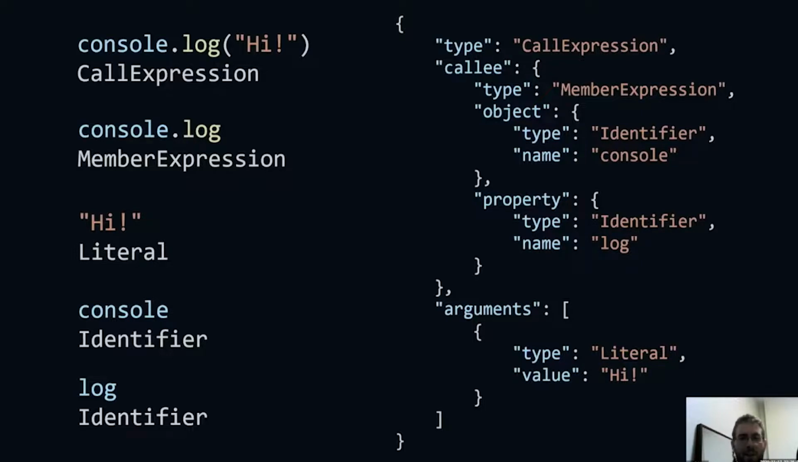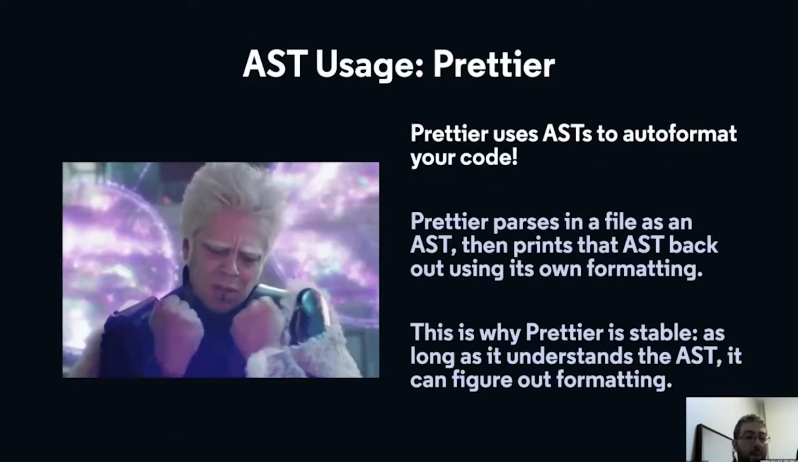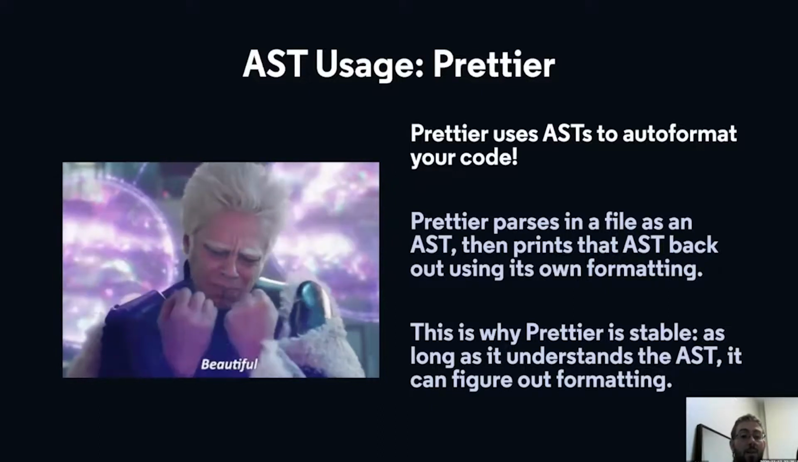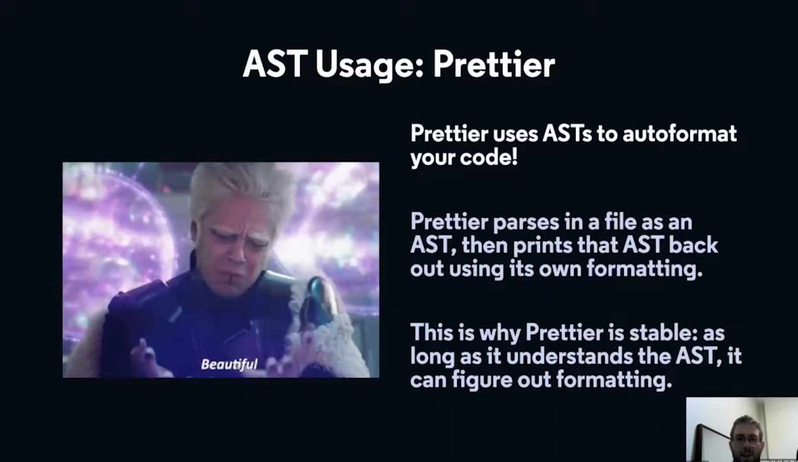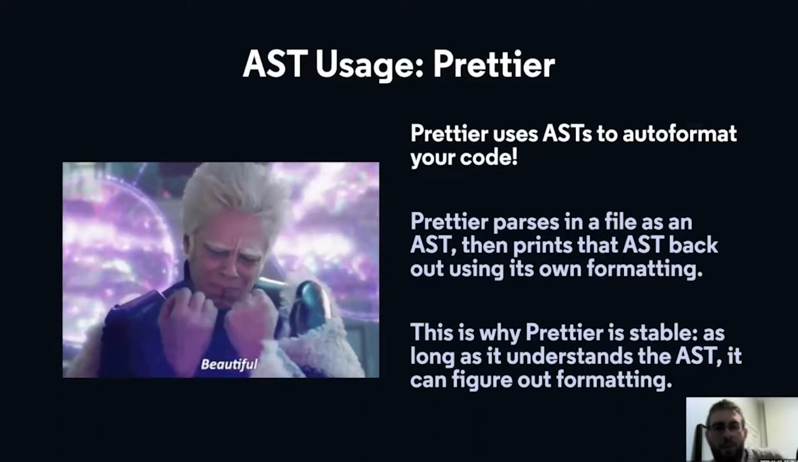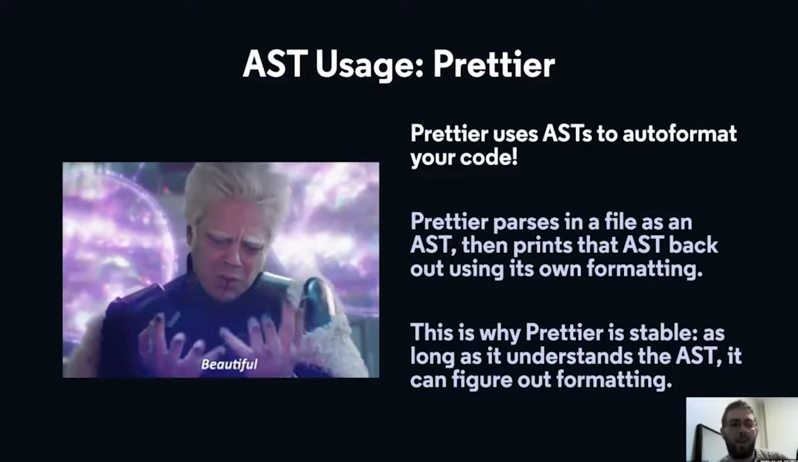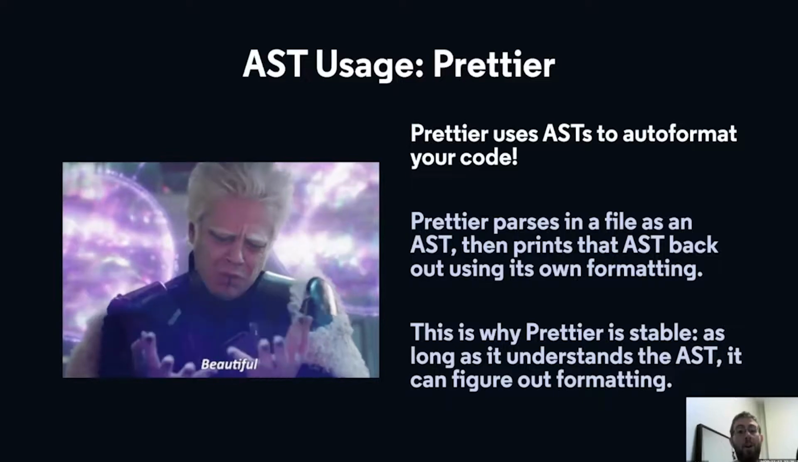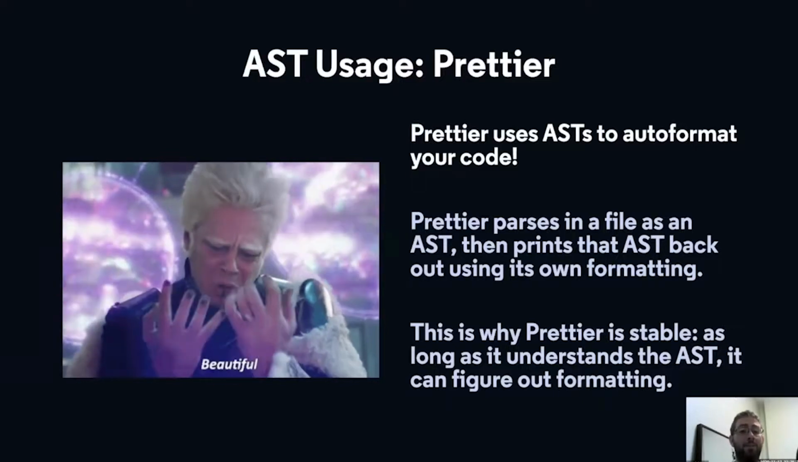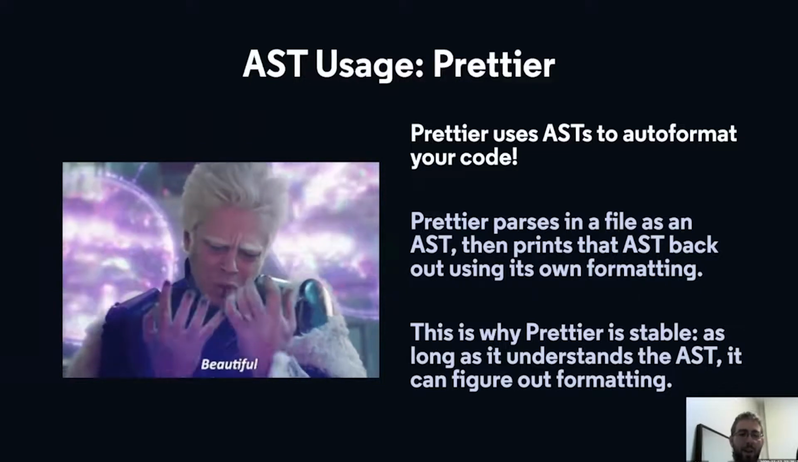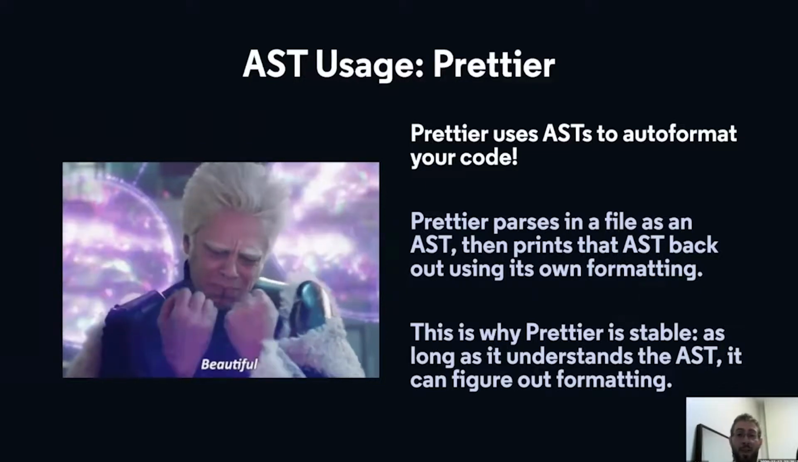ESLint, as I mentioned earlier, is not the only tool that uses these. Prettier uses ASTs to auto-format your code. Instead of memorizing and coding down every possible little way that your code might need to be printed onto the screen, Prettier does a much simpler approach. It parses in your file as an AST, and then it prints that AST back out using its own formatting rules. This is why it's super stable and deterministic.